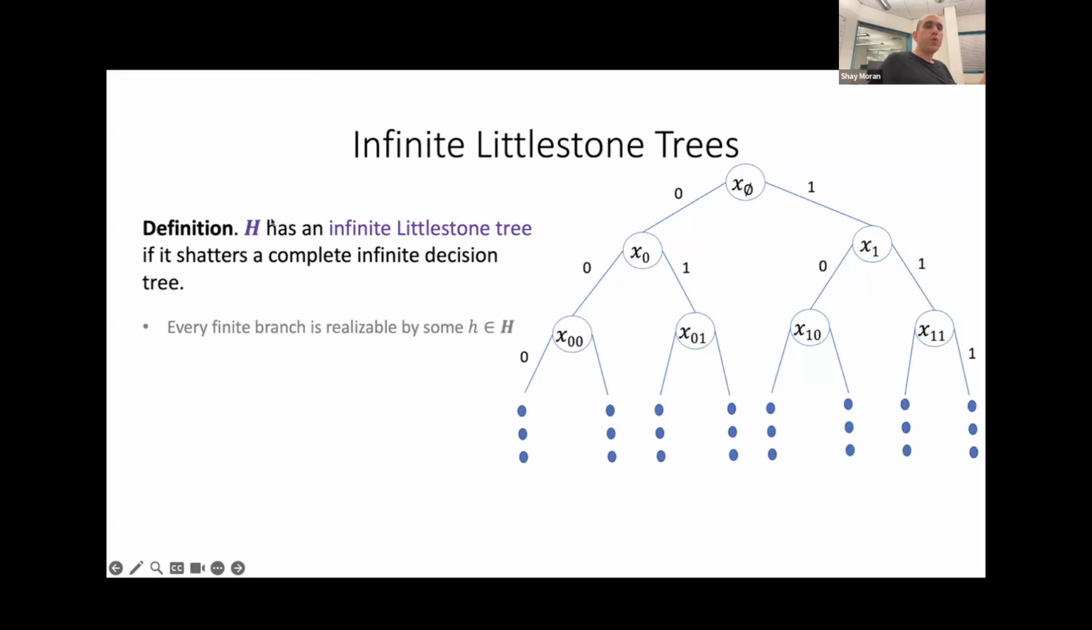So we will say that a class of functions H has an infinite Littlestone tree if it shatters a complete infinite decision tree. Now, what is a decision tree? This is just a binary tree whose internal nodes are associated with points from the domain, from X. In this case, we have an infinite decision tree, so it continues forever. But of course, in computer science, we more often than not discuss finite decision trees.